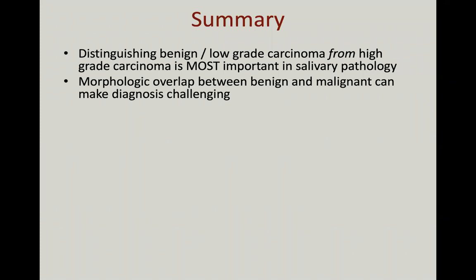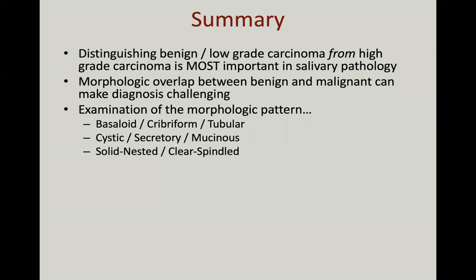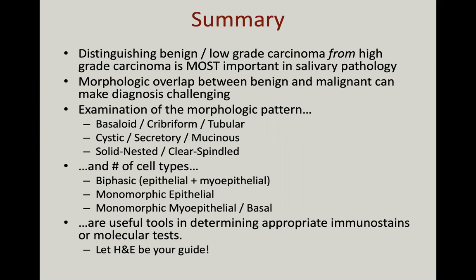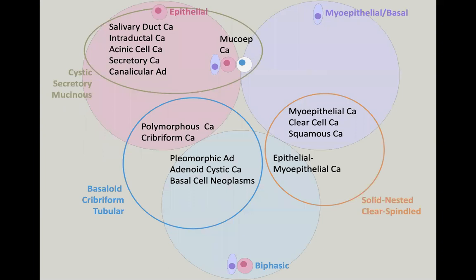So my last word is that distinguishing benign and low-grade carcinoma from high-grade carcinoma is the most important thing you can do. I know today we talked a lot about the subtleties of immunostains and the subtleties of genetics, but these things can certainly help you when trying to diagnose between benign and malignant in a biopsy or in a resection. Okay, so those are our morphologic patterns. Remember always the number of cell types, but let H&E always be your guide to determine what immunostains you're going to order and what genetics you might want to probe for.